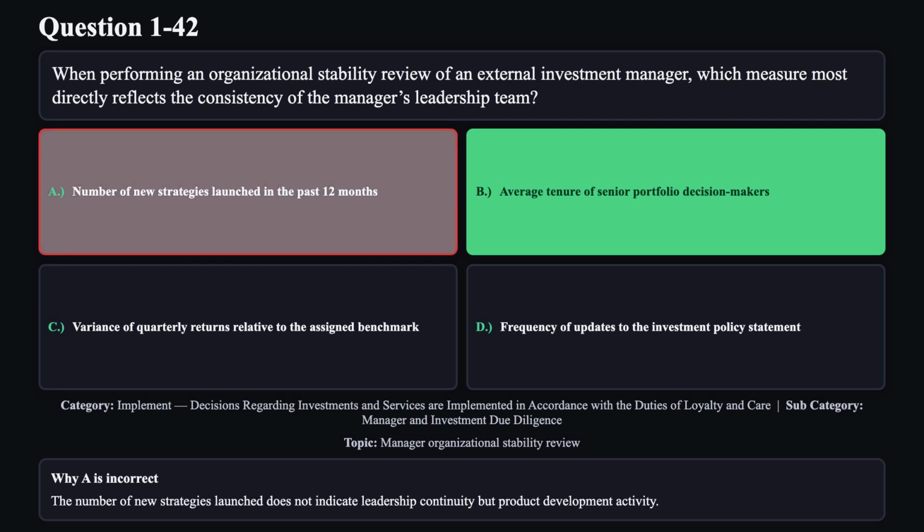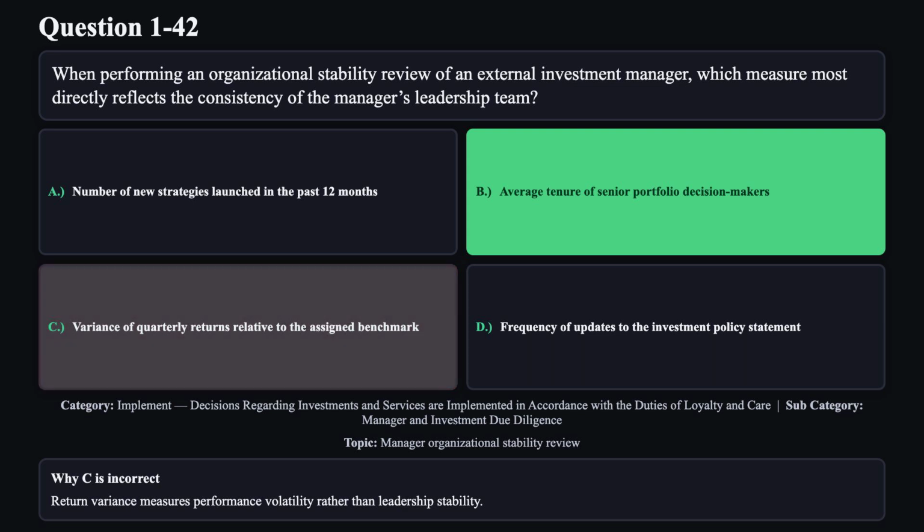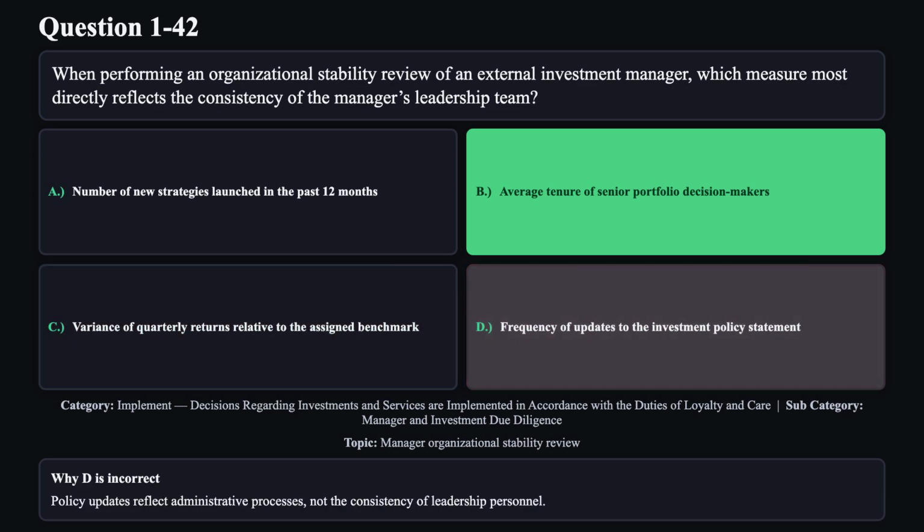Reason A is not correct. The number of new strategies launched does not indicate leadership continuity, but product development activity. Reason C is not correct. Return variance measures performance volatility rather than leadership stability. Reason D is not correct. Policy updates reflect administrative processes, not the consistency of leadership personnel.